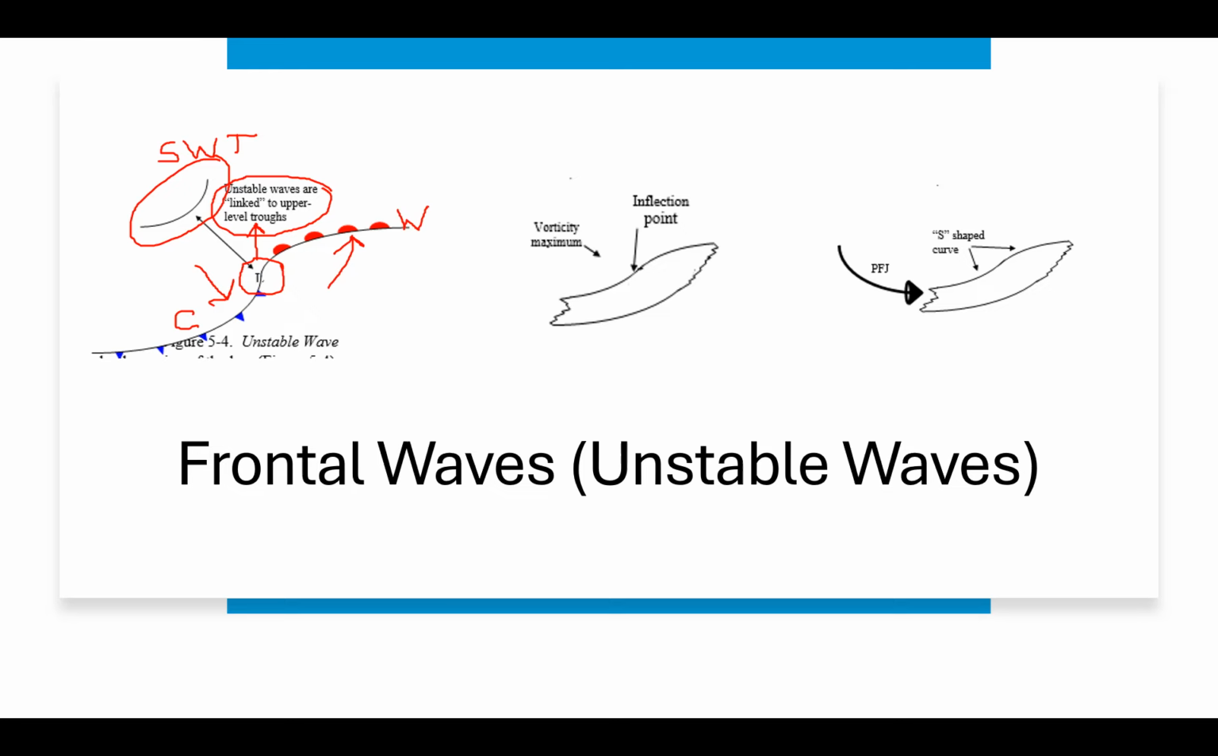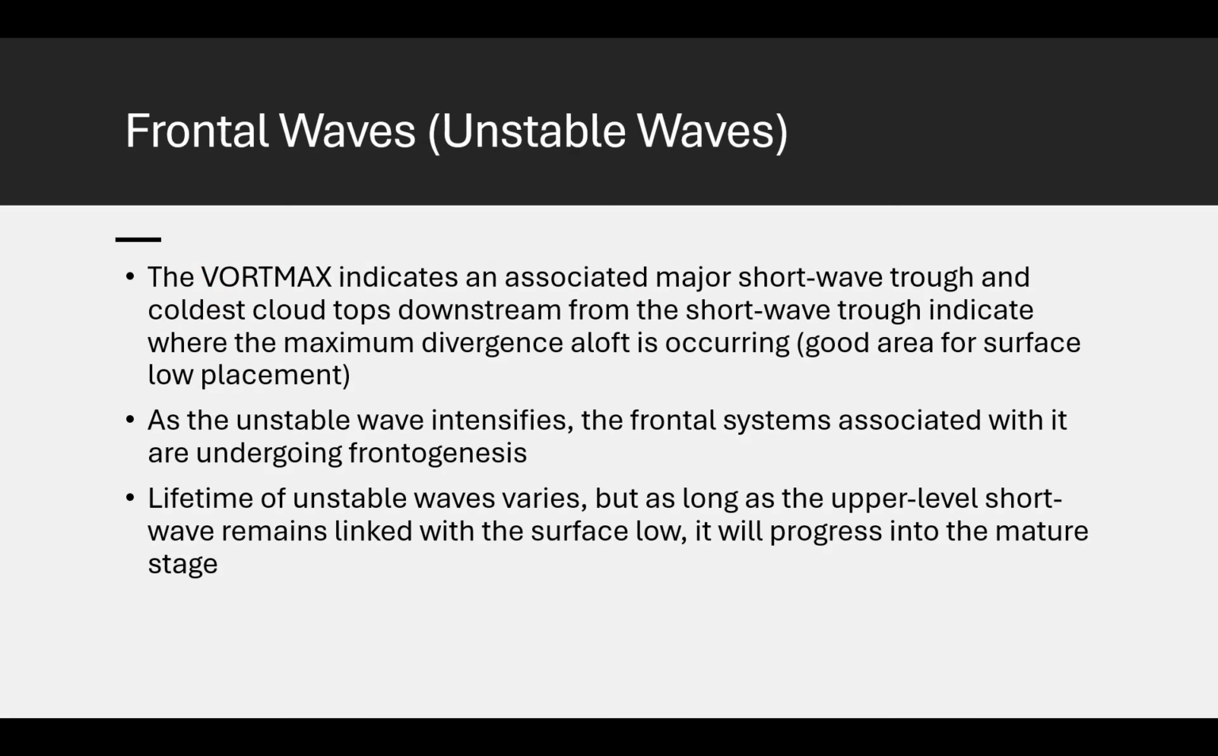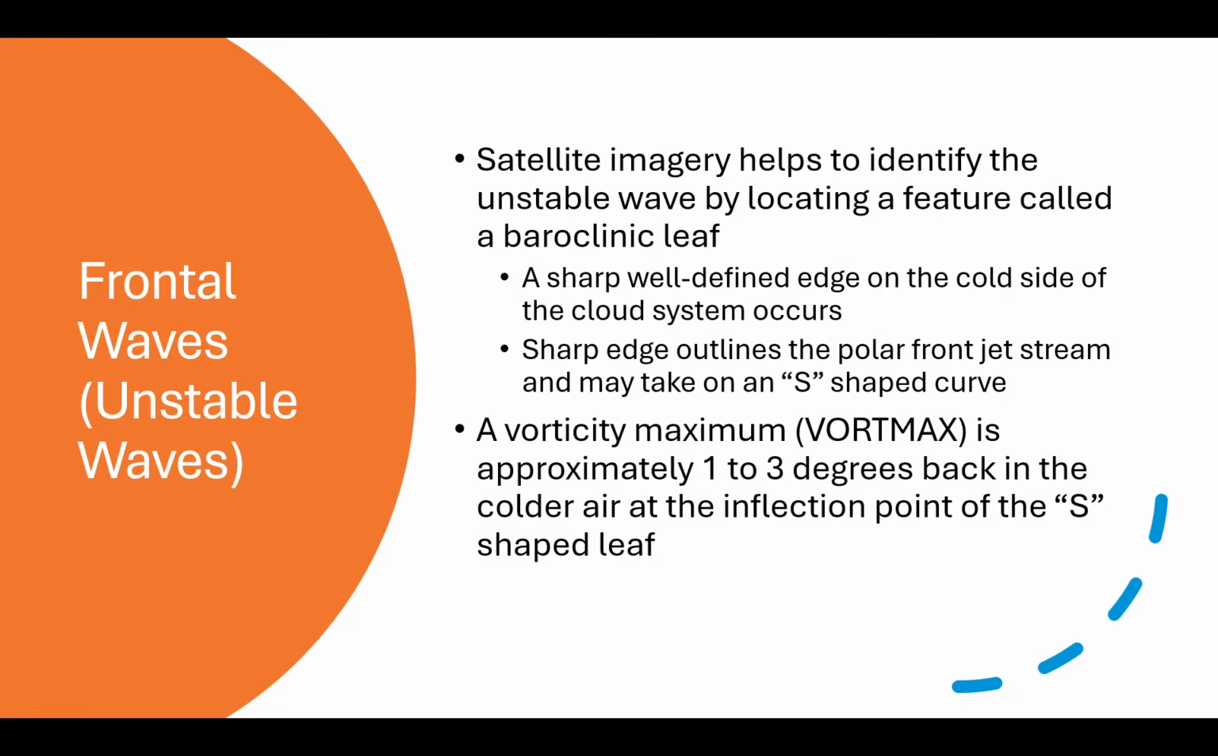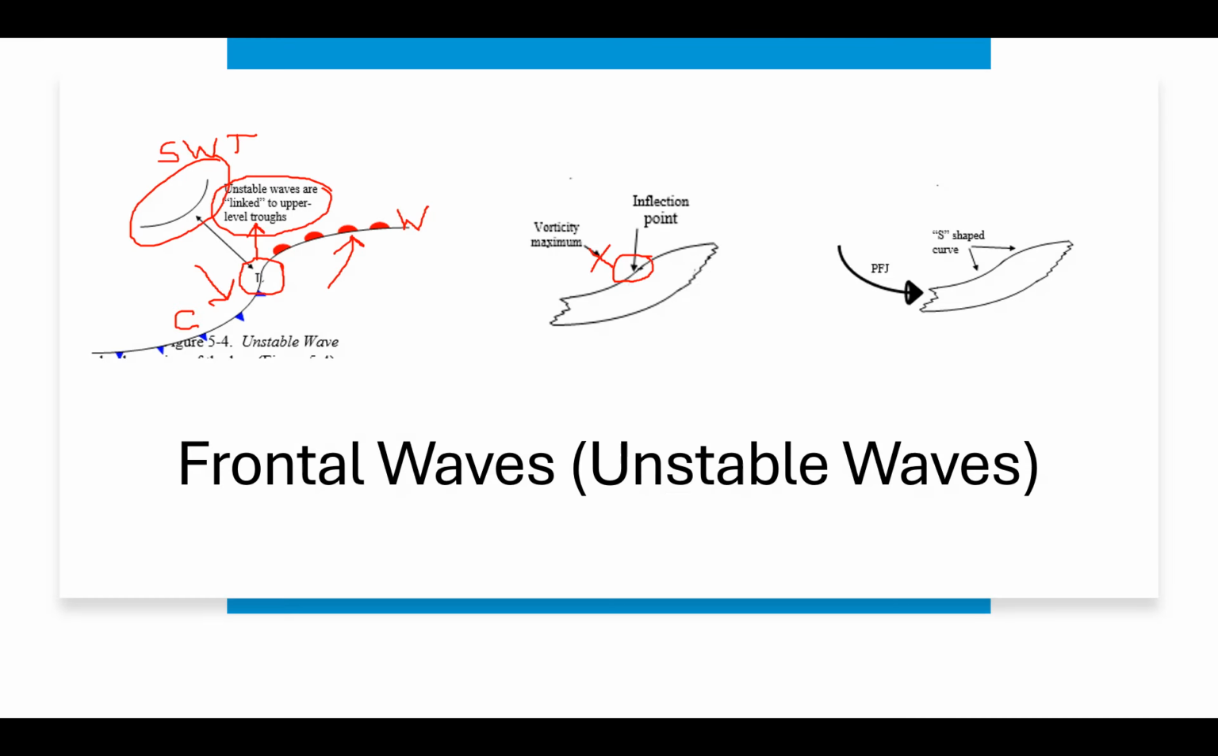When we talk about the middle diagram here, we're talking about that baroclinic leaf on a satellite image. It resembles more of an S-shaped pattern here. And the inflection point is going to be kind of like that medium point where you have straight line flow with the winds. And you're typically going to get a vorticity maximum. I'll make it a red X, because that's what you would see on the 500 millibar vorticity chart. That red X represents your vorticity maximum, and it's about 1 to 3 degrees back in the colder air at the inflection point of that S-shaped baroclinic leaf. And there it is, vorticity maximum, okay?